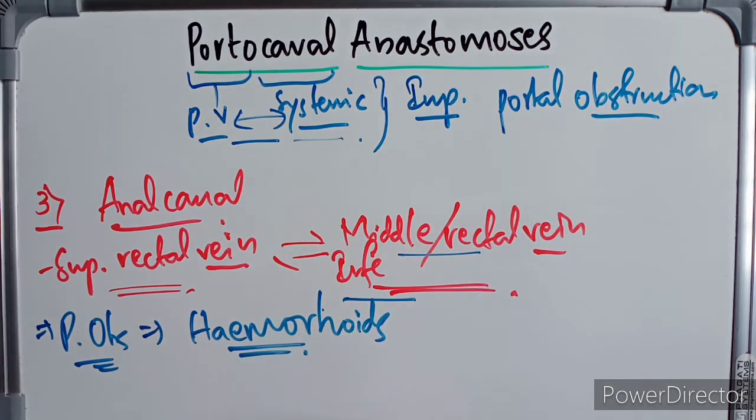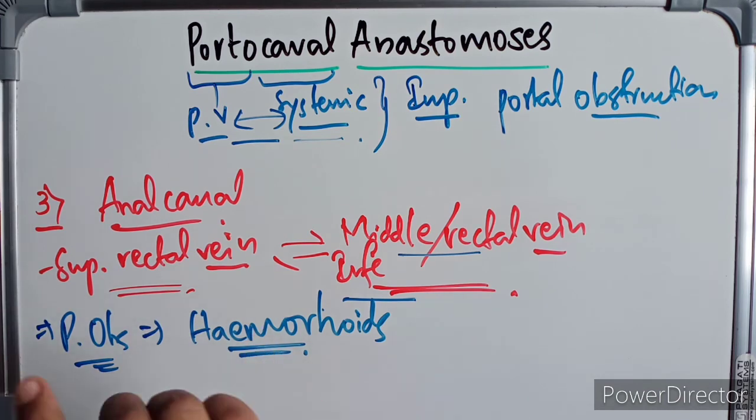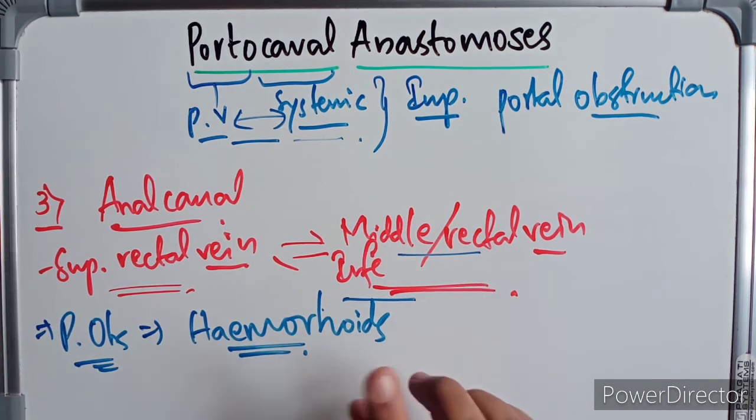And what are the clinical signs? In the lower end of the esophagus, we have the esophageal varices leading to hematemesis. In the umbilicus, we have the caput medusae sign. In the mid-anal canal, we have the hemorrhoids. So this forms the Portocaval anastomosis.